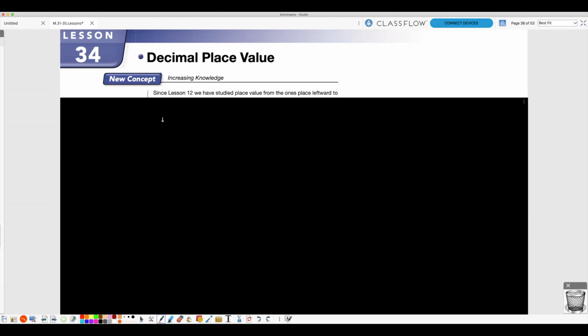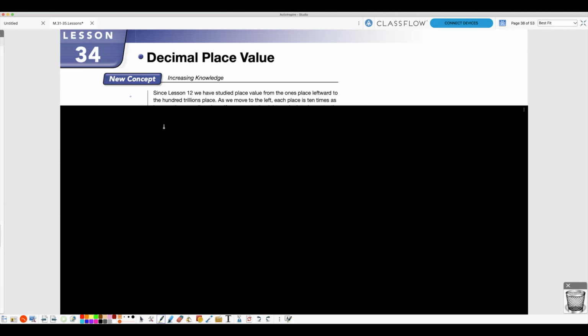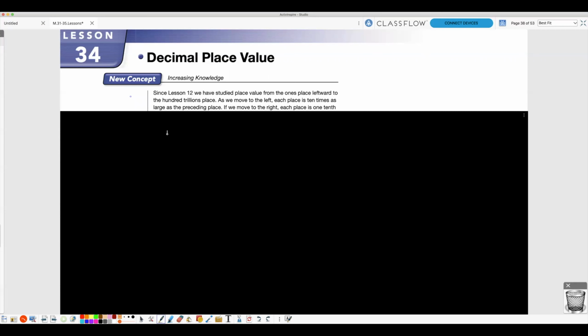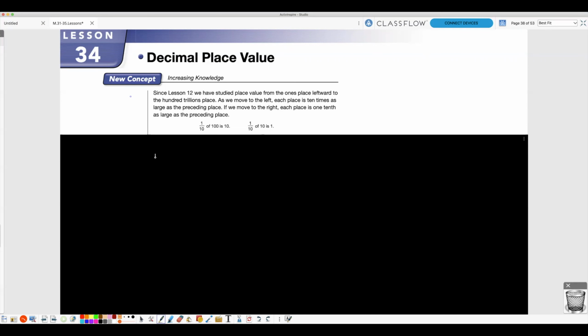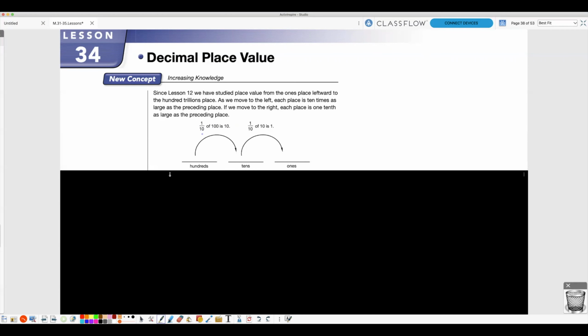Since lesson 12, we've studied place value from the ones place leftward to the hundred trillions place. As we move to the left, each place is 10 times as large as the preceding place. If we move to the right, each place is 1/10 as large as the preceding place. For example, 1/10 of 100 is 10. That's the same as 1/10 times 100 over 1, which is the same as 100 divided by 10, which equals 10.